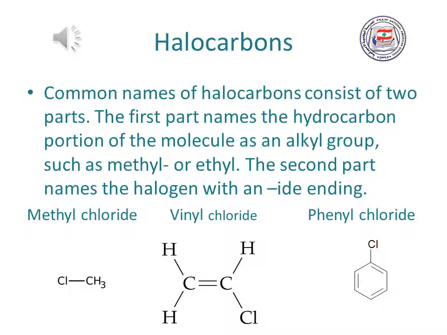Common names of halocarbons consist of two parts. The first part names the hydrocarbon portion of the molecule as an alkyl group, such as methyl or ethyl. The second part names the halogen with an "-ide" ending. Let's take an example. Look at the first example below. Methyl chloride. The alkyl group is CH3 and the second part is the halogen chlorine. The second example is vinyl chloride and the third example is phenyl chloride.